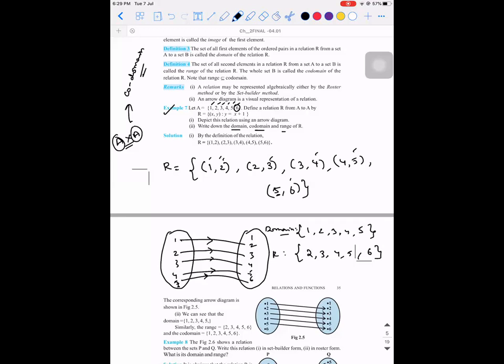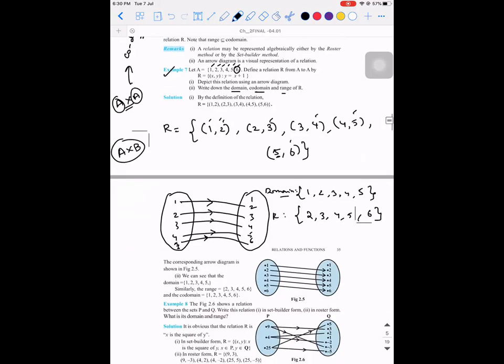And what is the codomain? By default, if a relation is written as a subset of A cross B, whatever is the second set after the cross, that set is the codomain. You need not look at the result at all. Directly you can write it. Are you able to understand? Yes, sir.